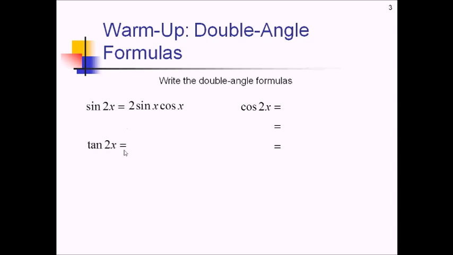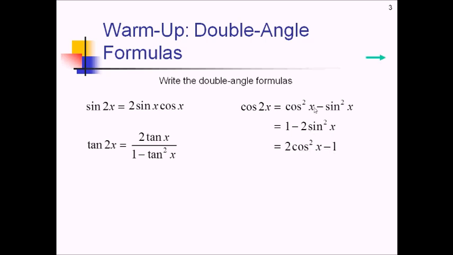Tan of 2x, that's going to be 2 tan of x over 1 minus tan squared of x. For cosine of 2x, remember we had 3 for this one. One of them was cosine squared minus sine squared. Another was 1 minus 2 sine squared of x. And the last one is 2 cosine squared of x minus 1. And all of these might be potentially helpful depending on what other things you have going on in your equation.